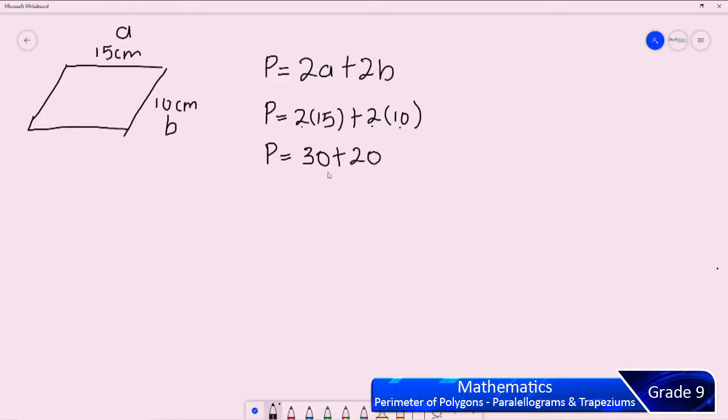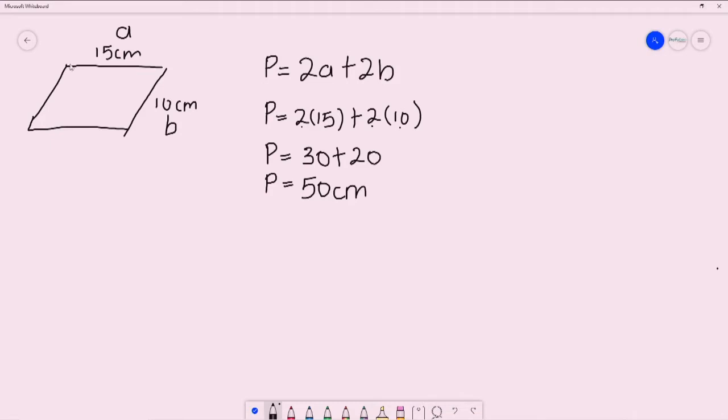So now we just have to add these two. So the perimeter is equal to 30 plus 20 gives us 50 centimeters. So the perimeter of this parallelogram that has sides equal to 15 centimeters and 10 centimeters is 50 centimeters.